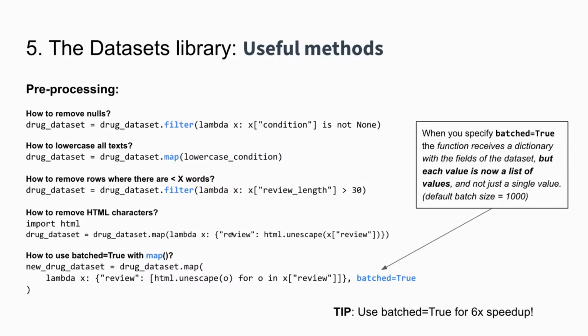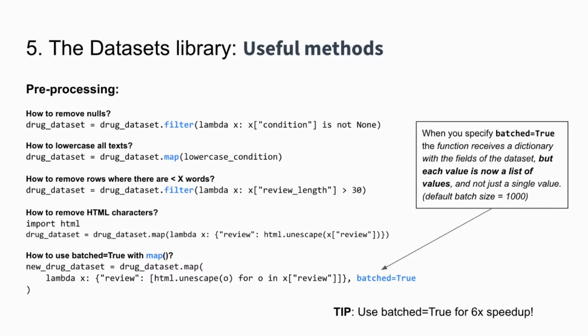This is also from the documentation. This is a really cool example of removing HTML. If we import the html package and call unescape, we can clean up our reviews. You'll see a lot of datasets have a lot of HTML artifacts in there, so this is a nice little piece of code that I think you'll find helpful.